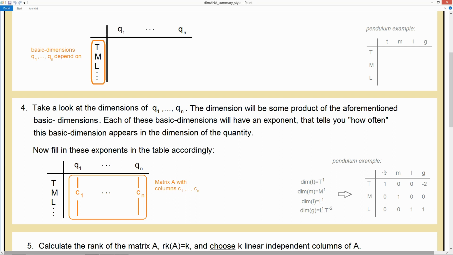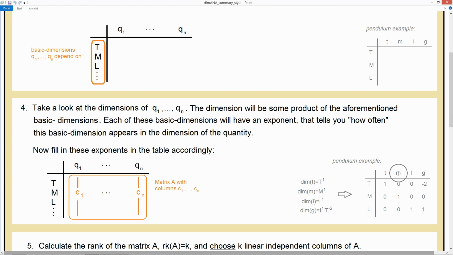So when we take a look at small t, we know it only depends on capital T, and this to the power of 1. So we have 1 time t. It doesn't depend on mass, so 0, and it doesn't depend on a length, so also 0.